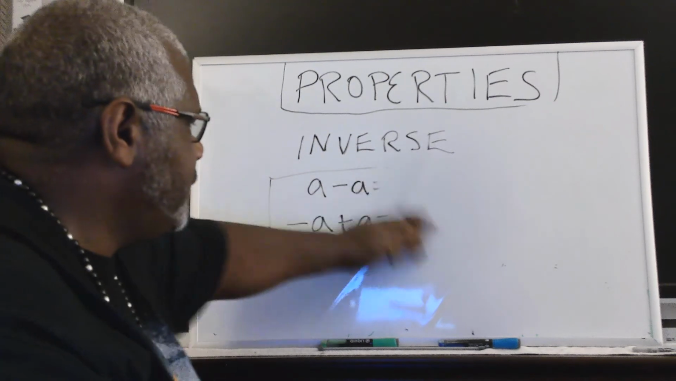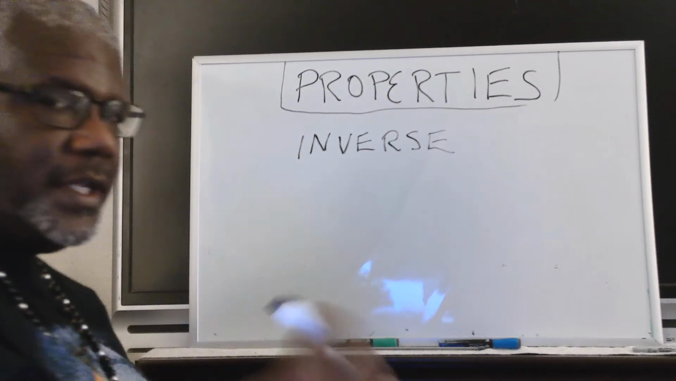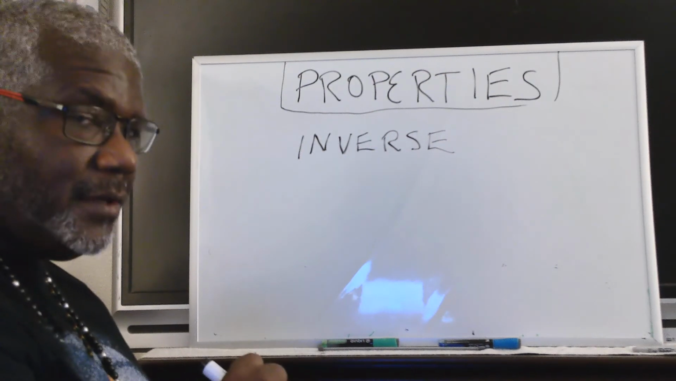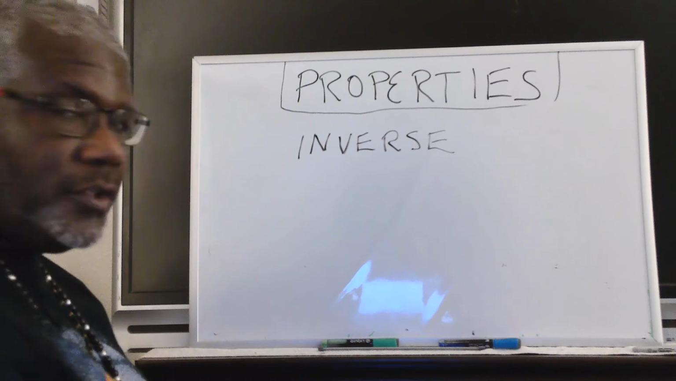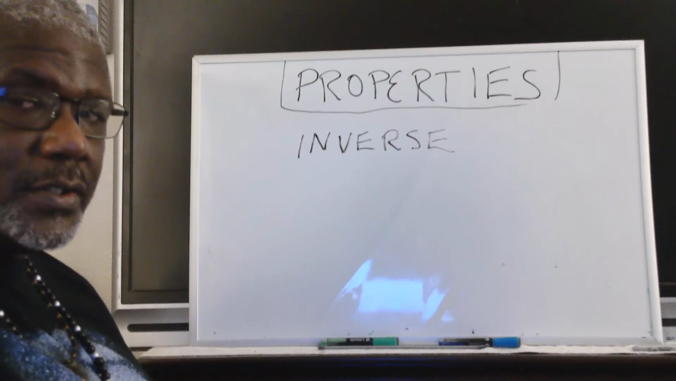Inverses are rather easy. You're either going to zero a number out when it comes to addition, or you're going to single that out and let that variable get by itself when it comes to multiplication. Okay? So inverse is rather easy. Let's go on to the next one.